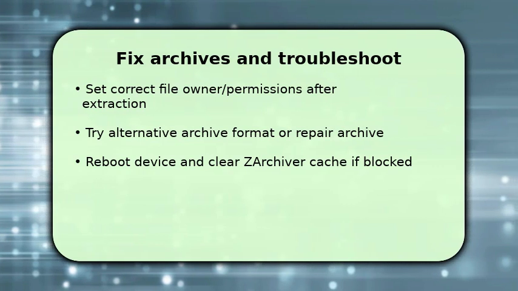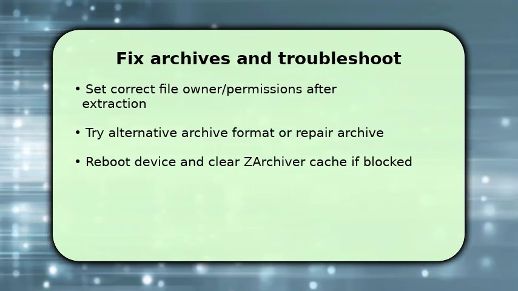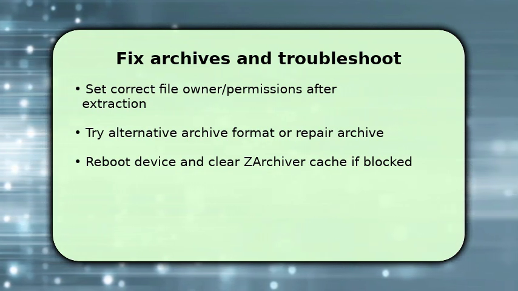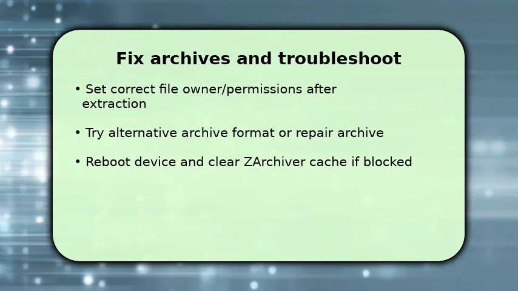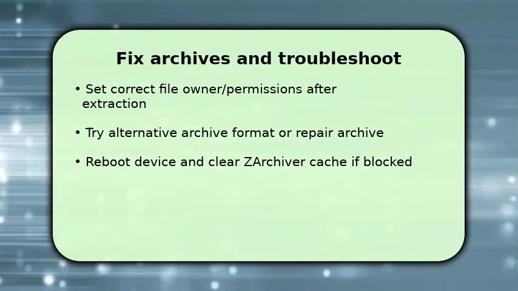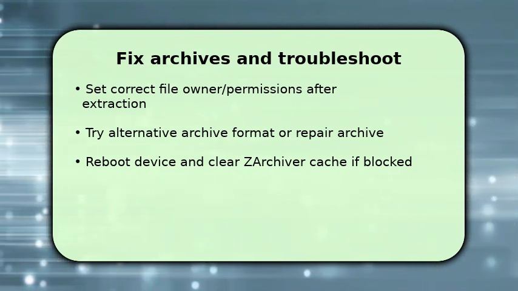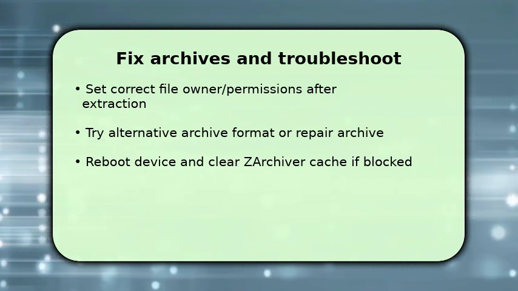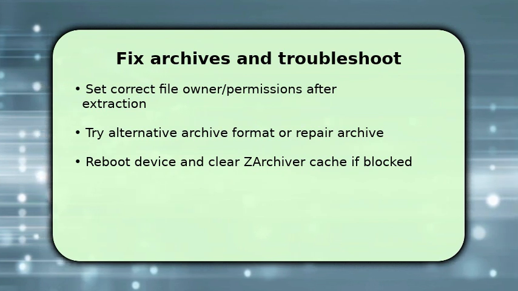Finally, extract or create archives after permissions are set. If extraction fails, choose a different output folder or change archive format. Sometimes a corrupt archive triggers a permission error. After operations, check file owner and permissions with a file manager that shows details and adjust if needed. If you still see access denied, reboot the device, clear Zarchiver cache, and retry.